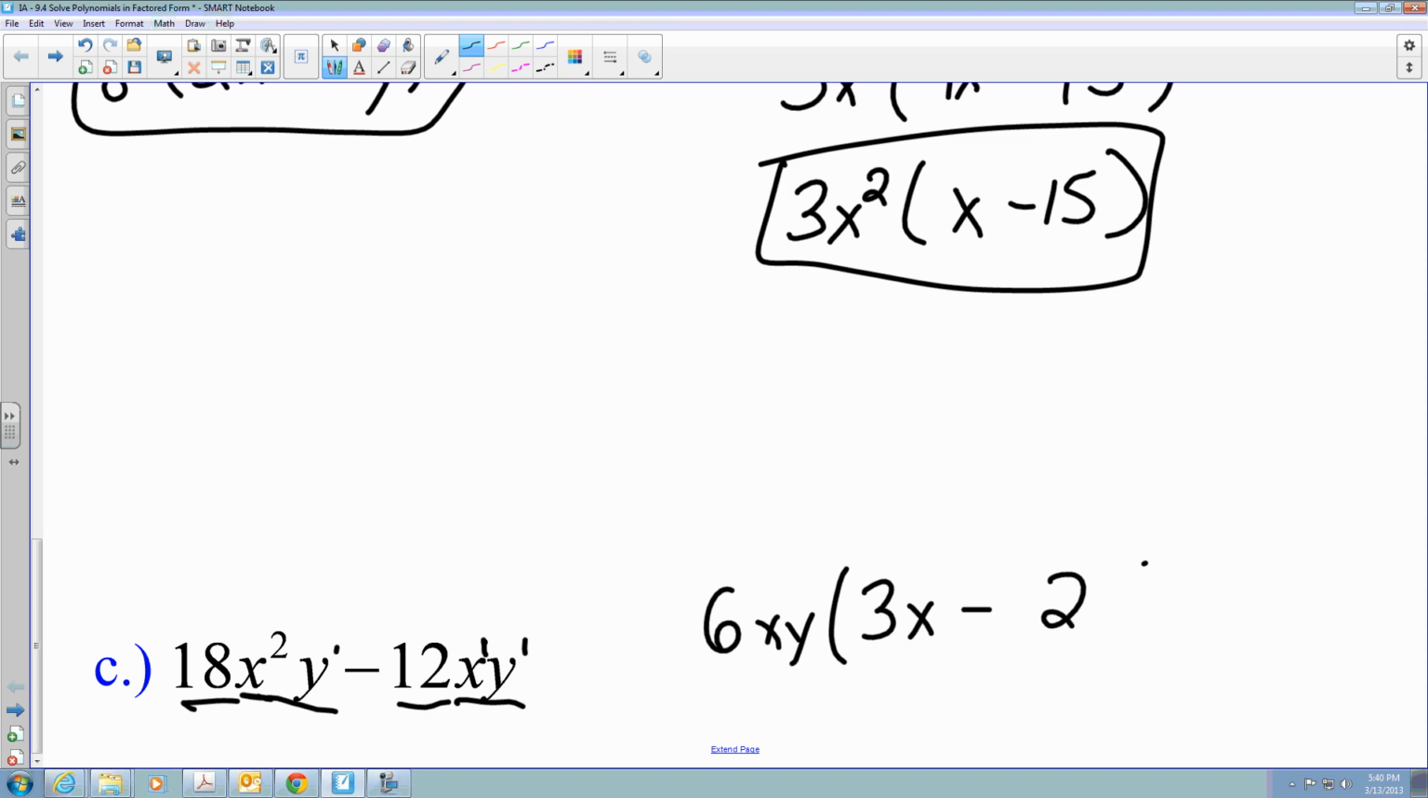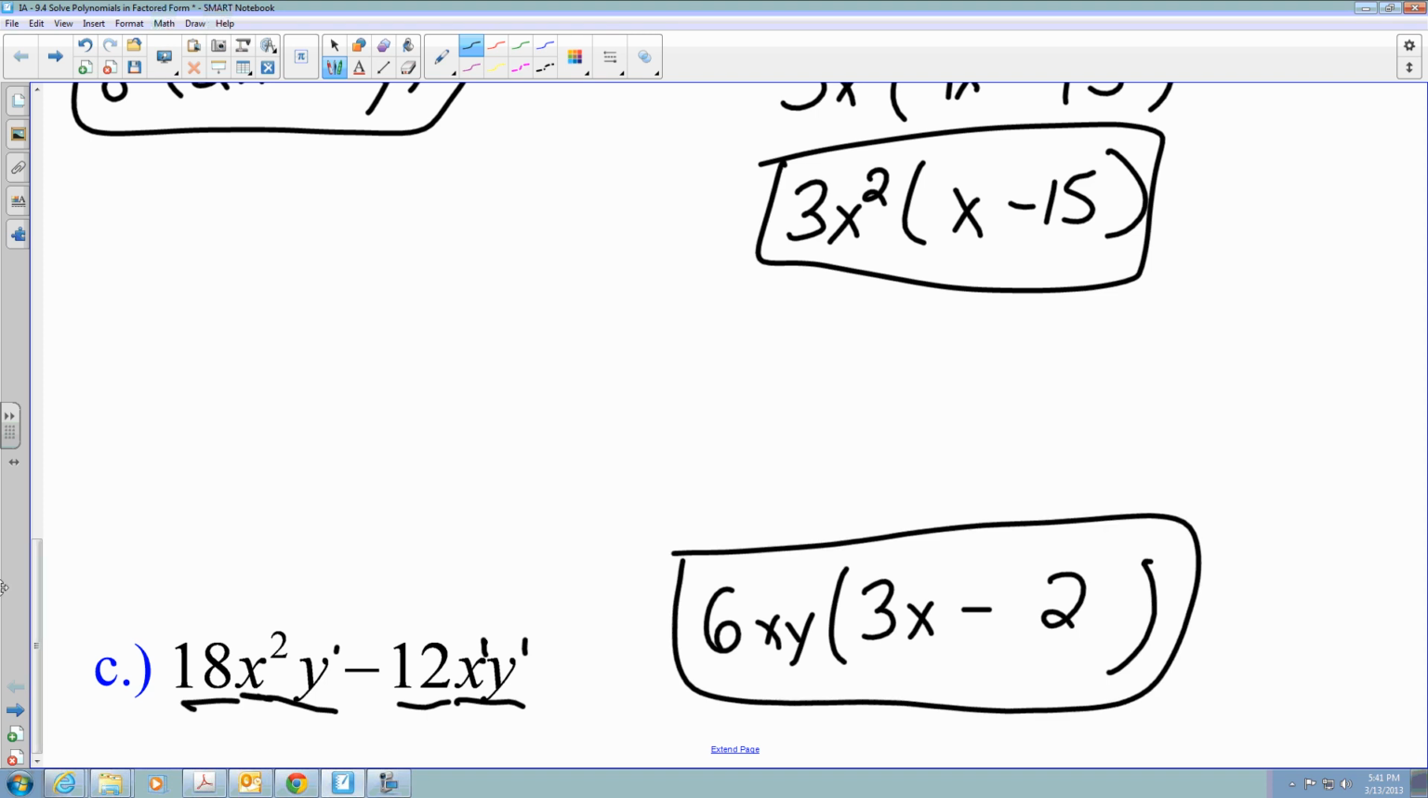Important note: if you cannot distribute that and get the same results as your problem, you probably did it incorrectly. So that's a way to double check your answer. And then since my second one here with the 2 has x and y on the outside of the parentheses, I just leave that as 2. So my answer would be 6xy times the quantity 3x minus 2. Okay.